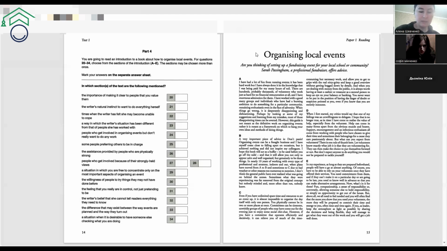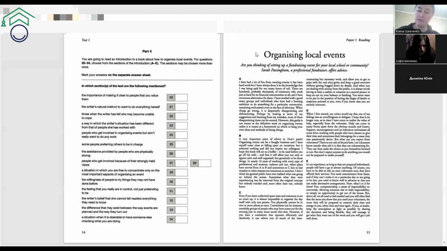Let's now look at number 26. So the assistance provided by people who are physically strong. Help can come in many forms apart from the obvious muscle and bone. Yeah, right, you are good. And also look at number 27. People who get involved because of their strongly held views. Something that we have already dealt with, choosing it for A, and now we choose it for D.